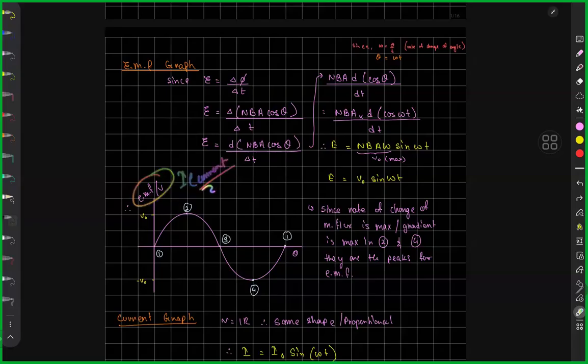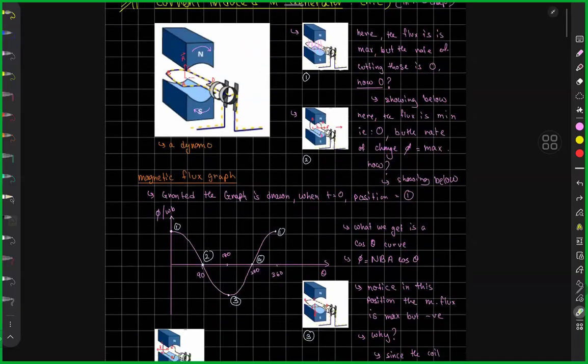Why is the current graph and EMF graph the same? The reason is that V equals IR. There is a direct proportionality between voltage and current. So the EMF induced and the current in the coil are exactly proportional. Granted, you understand that. What I was talking about is how it makes sense that the direction of current changes.